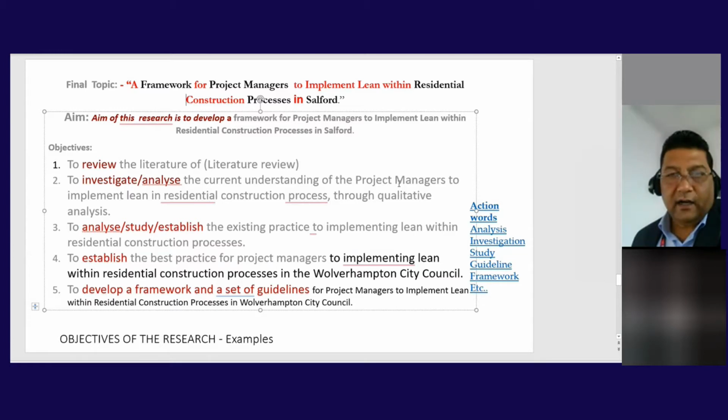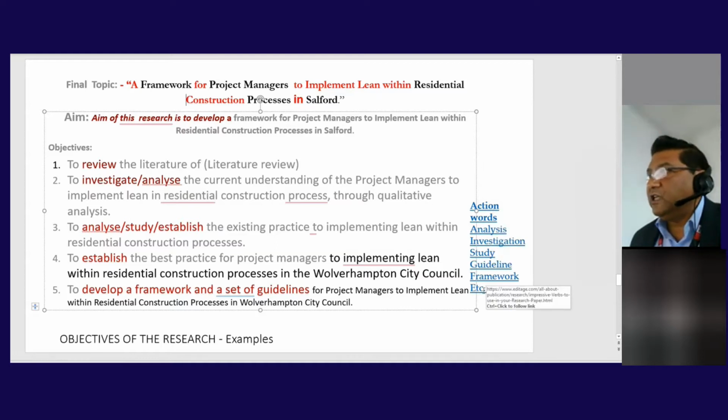Now, like Ritika just said, she is going to analyze the work-based solution. So you can say to investigate the current work-based solution to understand the understanding of the people working in the organization, something like that. Now the second could be to analyze, study, or establish. I have given you these words. You should be using these words. These are the action words that give an action, that this is what you are going to do.